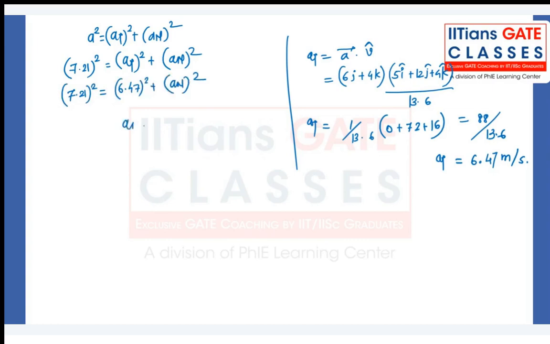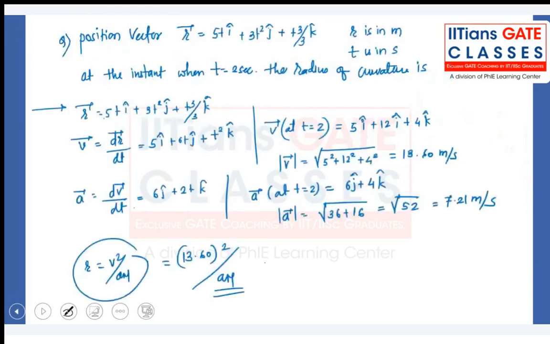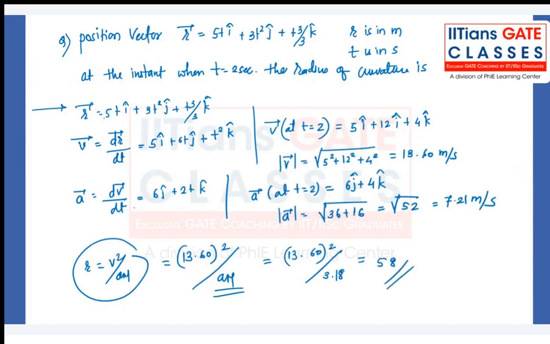What is the value of an? It should not be big, Abhishek. Okay, you are telling me the value of r. R looks incorrect. It is an is 3.18, yes, meter per second square. So now 13.60 whole square divided by 3.18 should be 58 something, right? Check it. Yeah, 58, right? 58 is the correct answer in this case. Anyone have any doubt in this question?